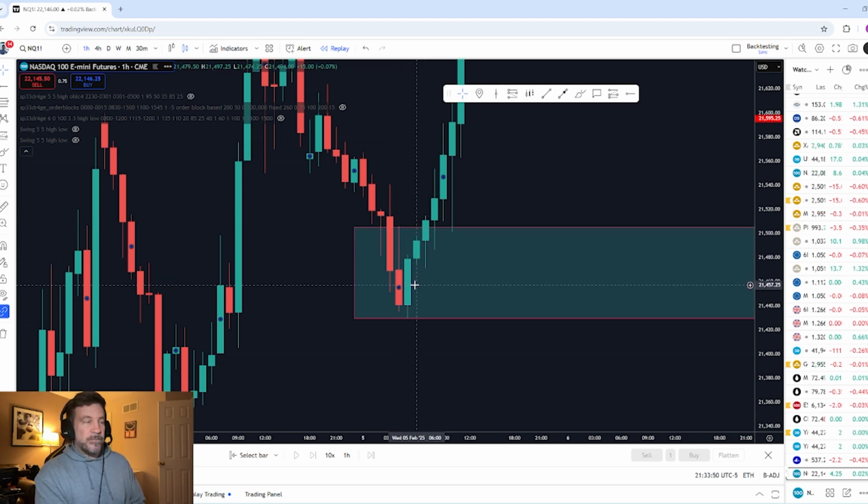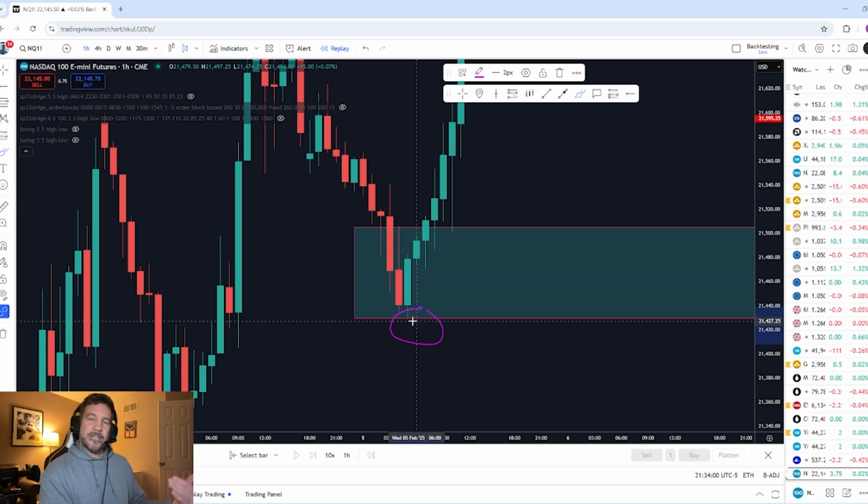Now, what I'm looking for is on this candle here, this wick right here, I'm going to circle it, okay? It must be the lowest wick in the previous 6 to 7 candles. Otherwise, it's not a valid order block for me. All right, it's just what I found that works best for me and how I like to draw them.